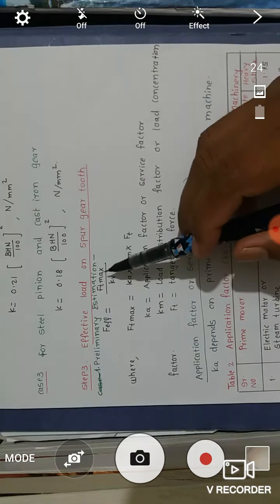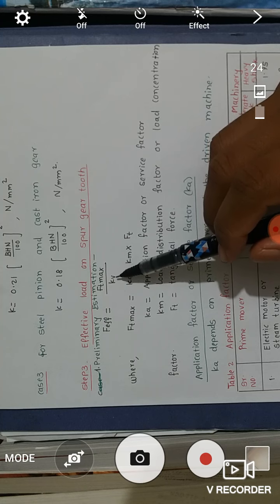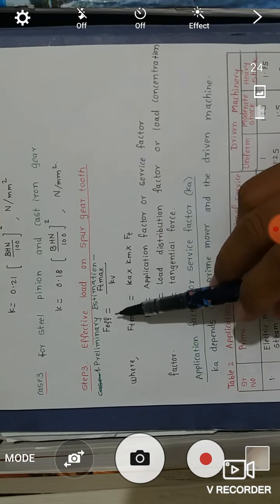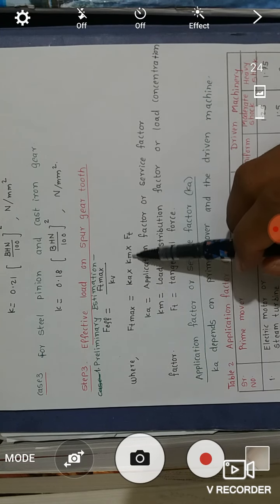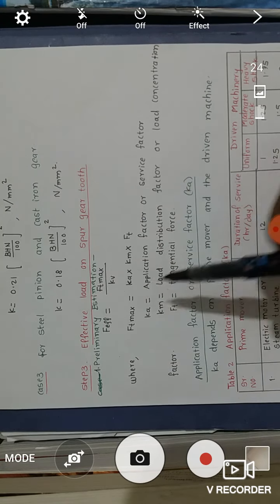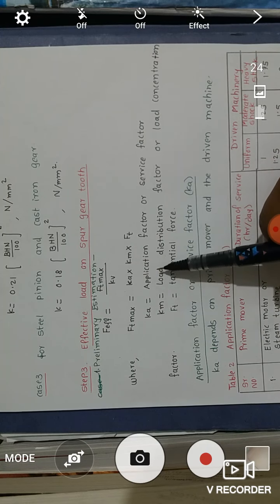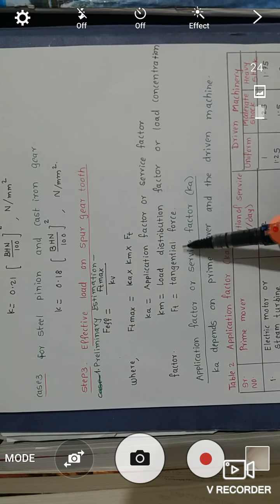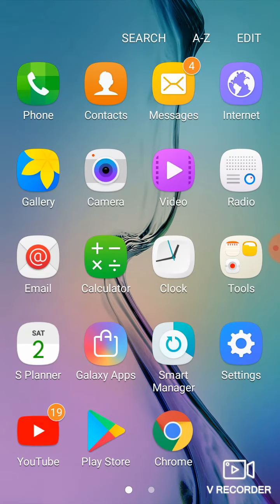Here we consider the dynamic load by using the factor kV, that is velocity factor. So F effective is equal to Ft max upon Kv, but Ft max is Ka into Km into Ft, where Ka is application factor or service factor, Km is load distribution factor or load concentration factor, and Ft is tangential force. Now we see these factors one by one.